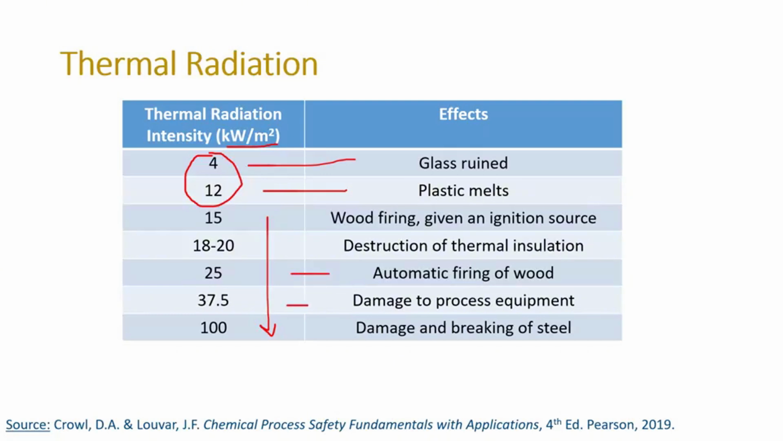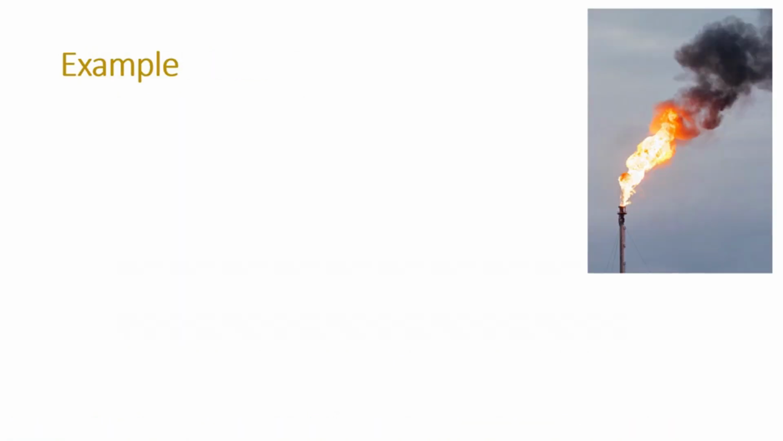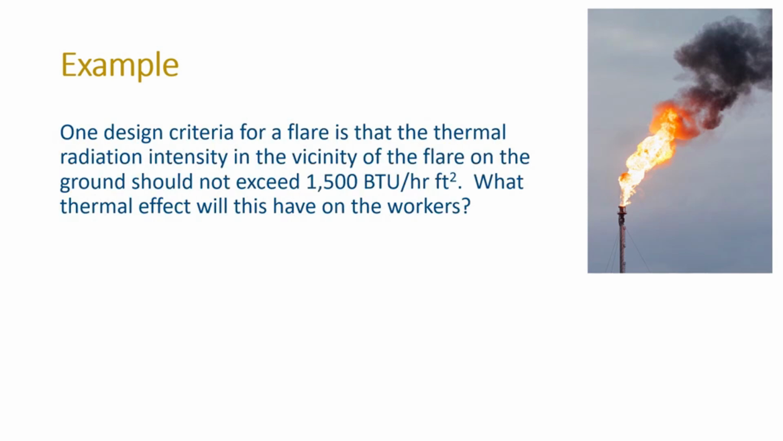At 37.5 kilowatts per square meter, thinking of the previous table, here we have an incredibly quick amount of time to pain and second-degree burns. We see damage to process equipment, and at 100 kilowatts per square meter, we see the damage and breaking of steel. So let's go ahead and apply this information in an example so that we can better understand how to evaluate this particular hazard. So we're going to be looking at a flare.